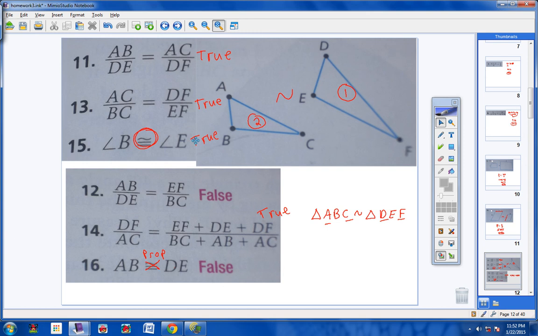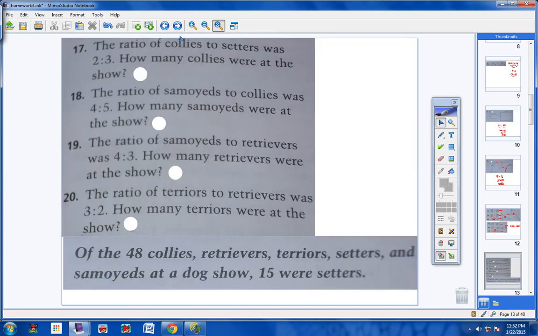Okay, let's go ahead and move on now to numbers 17 through 20. Now, let's see what we got here. You ready? Look at the one bit of information they give us. There's 48 collies, retrievers, terriers, setters, and Samoyeds at a dog show. Never heard of them. Samoyeds. There were 15 setters. Got it? 15 setters.